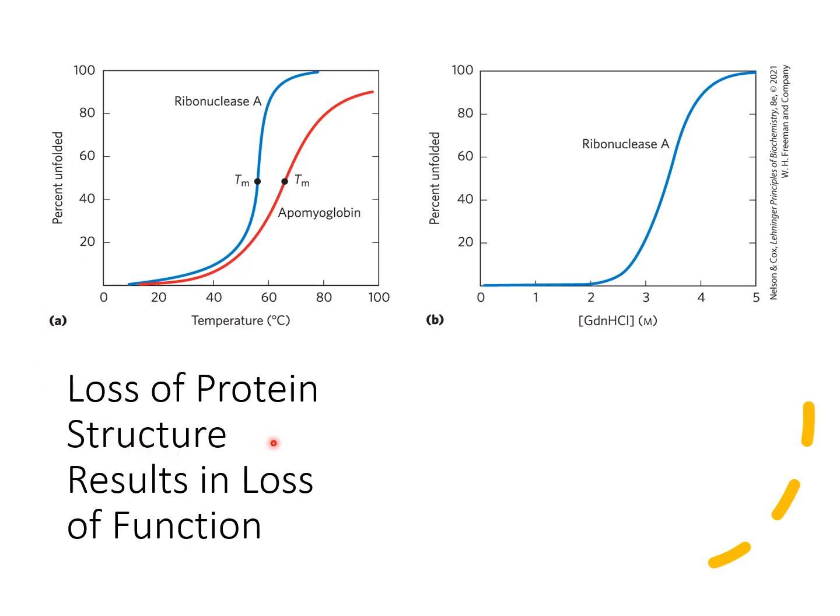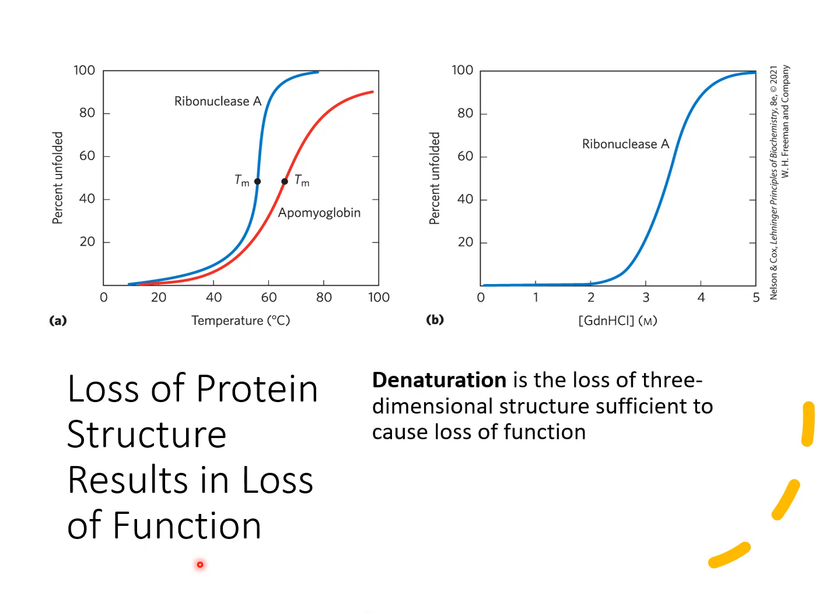One statement that we can make is that if we lose protein structure, we will lose protein function. As noted earlier in this course, the structure of our protein largely dictates its function. So one thing that we can look at is the process of denaturation. When we say denaturation, we mean the loss of three-dimensional structure. And when we lose that three-dimensional structure, our protein can no longer function.